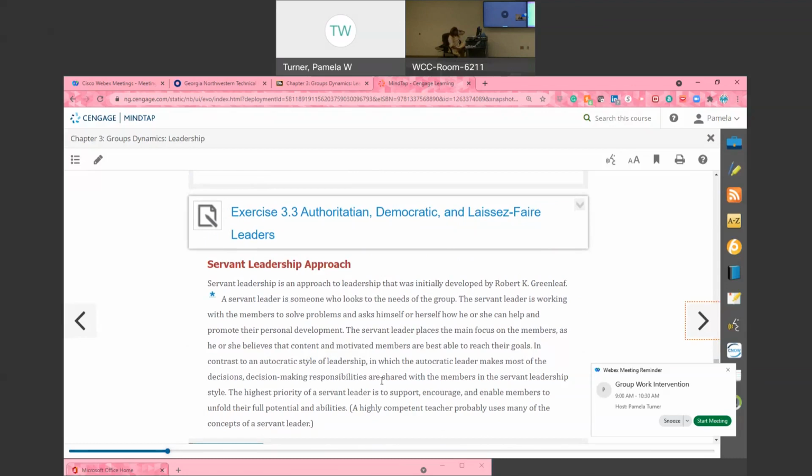So a servant leader is going to lead, but also be involved. I'm not sitting back saying, you do this, you do that, you do this. I'm in there in the trenches with my group members.